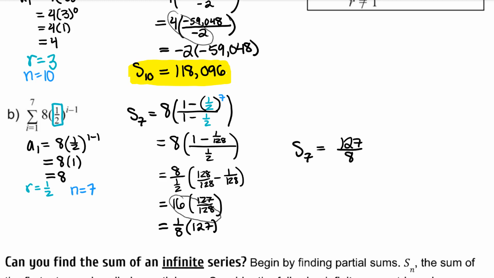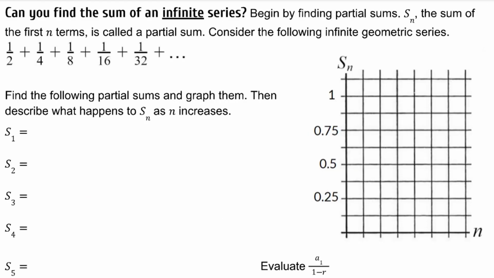Can you find the sum of an infinite series? At first, you might say, no, you can't find the sum of an infinite amount of numbers, because intuitively that feels impossible. But is it? Begin by finding partial sums. So if you have an infinite series, any sum other than all infinite terms is called a partial sum. S sub n is the sum of the first n terms called a partial sum.